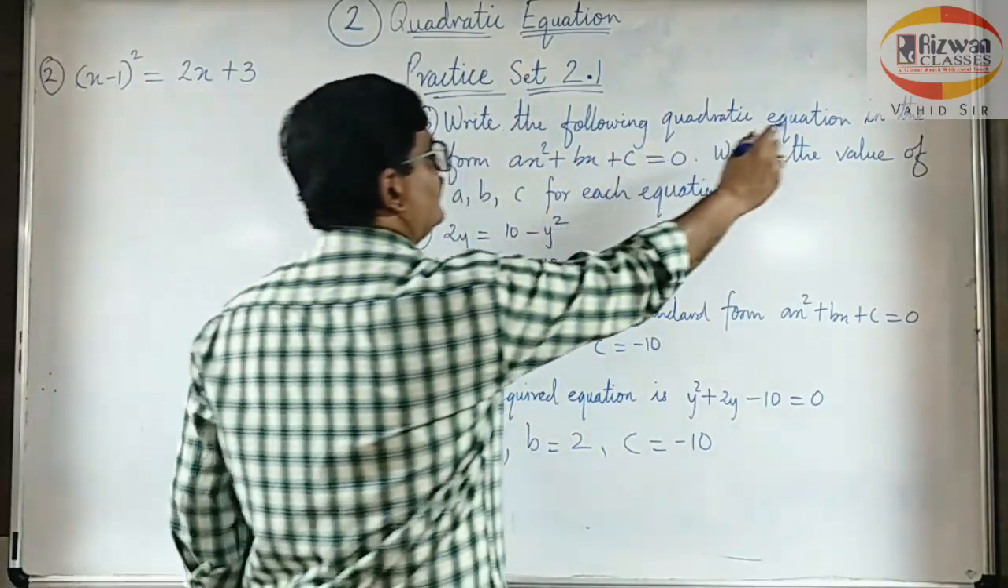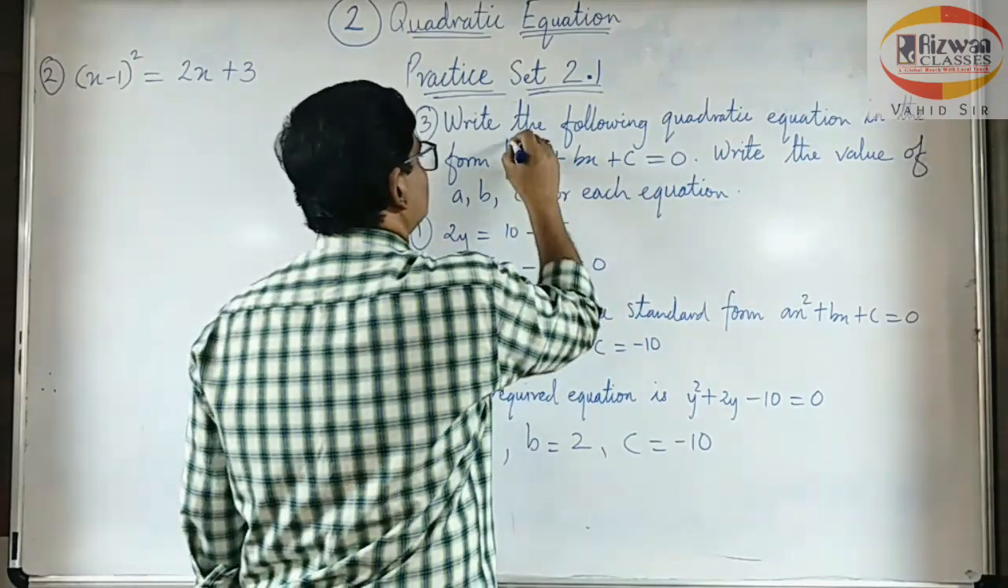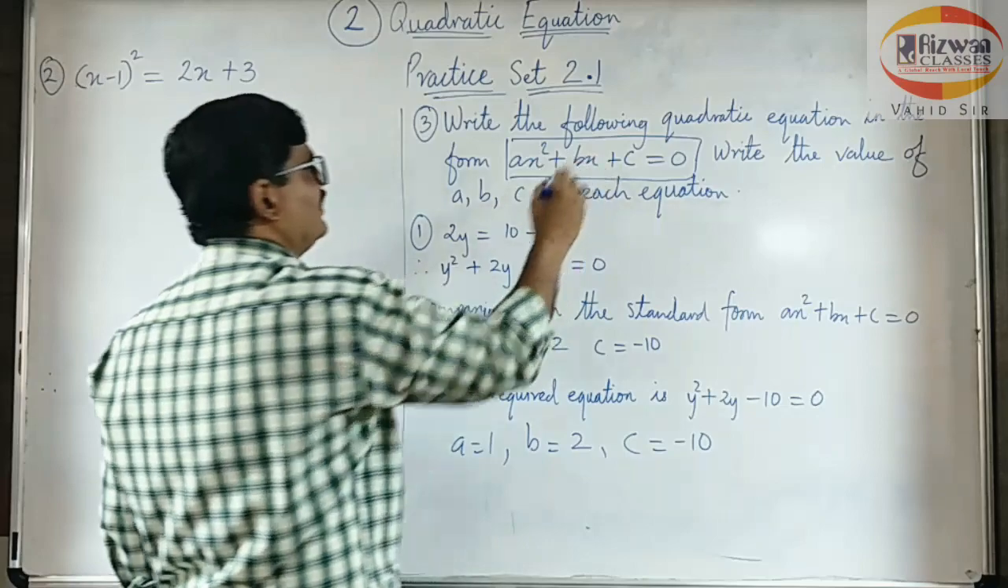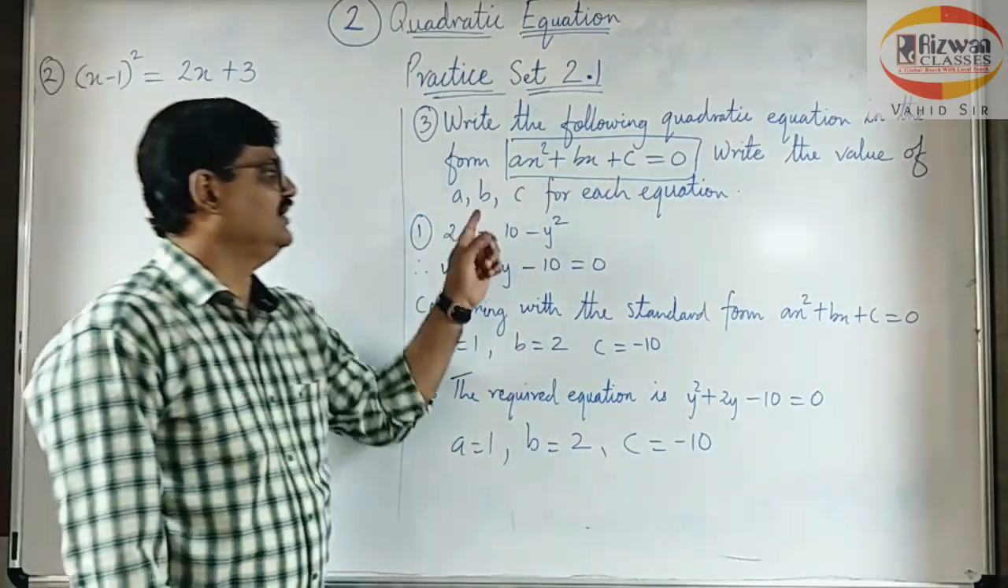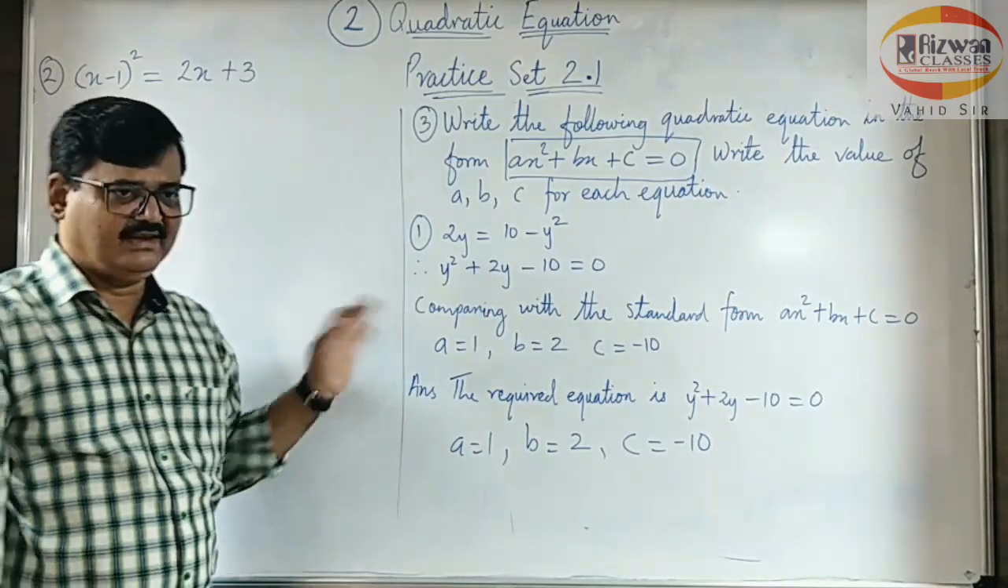Write the following quadratic equation in the form of ax square plus bx plus c. Everybody knows this. I just showed you that this is called the standard form of writing the equation, ax square plus bx plus c, and write the values of a, b and c for each equation. So very simple, very easy.